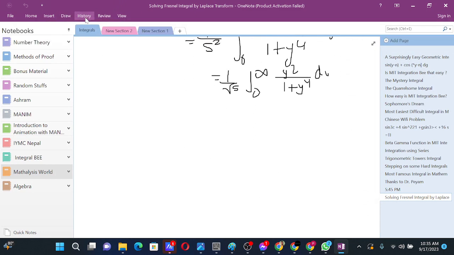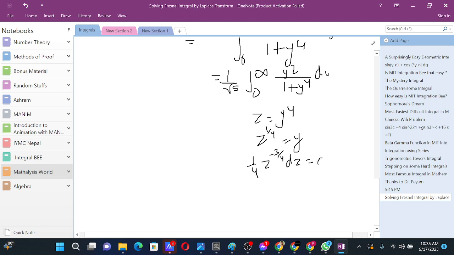But the good thing is it's saved automatically. Now for this one, we can let z equals y to the power 4, and then z to the power 1 by 4 equals y, and 1 by 4 z to the power minus 3 by 4 dz equals dy.